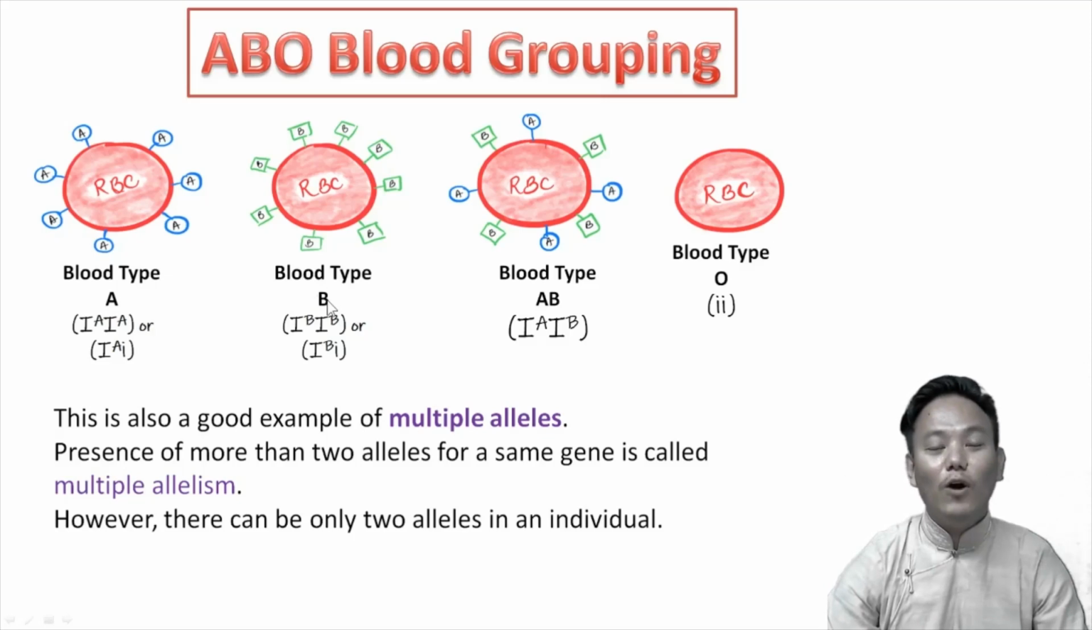So the human ABO blood grouping system is also a good example of multiple allelism, along with being a good example of codominance. Now, even though it has 3 alleles, in an individual human being there can be only 2 alleles.